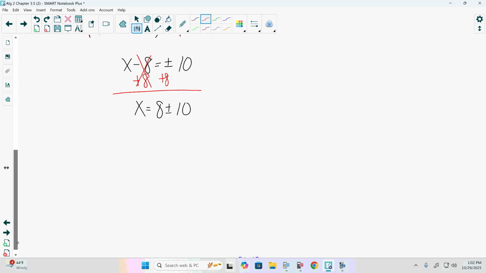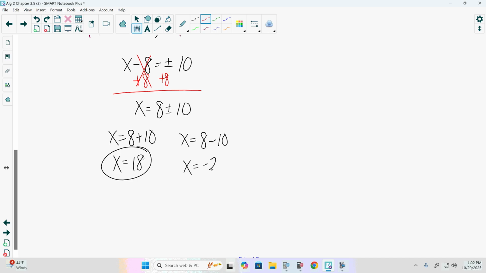Now we could say that we're done as long as 8 and 10 are not like terms. We can't add and subtract 8 and 10. Well, 8 and 10 are like terms because we can do 8 plus 10. 8 plus 10 is 18. We can also do 8 minus 10. 8 minus 10 is negative 2. So since we can add and we can subtract these two, we need to simplify it down as far as we can, telling us that our final answer is 18 and negative 2.